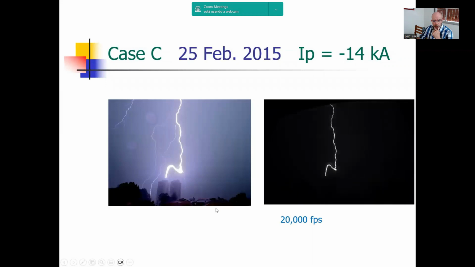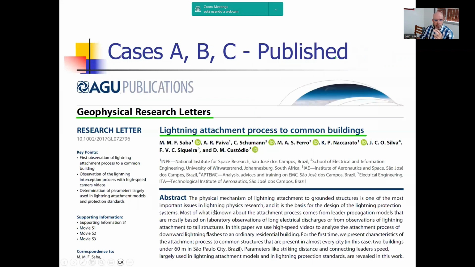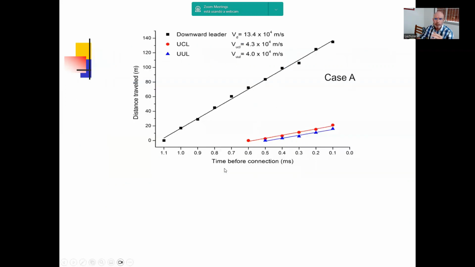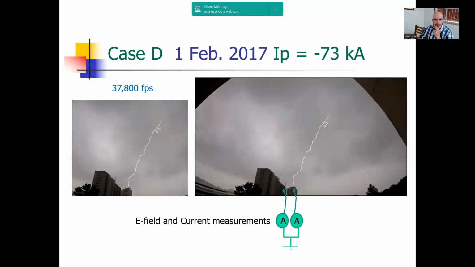This is another case, case C, and from all these cases we already published a paper in Geophysical Research Letters, which is about the lightning attachment process to common buildings. Basically, we describe how far the upward leaders can reach, their speed, the speed of the downward leader, and the relationship between these speeds and some other features.